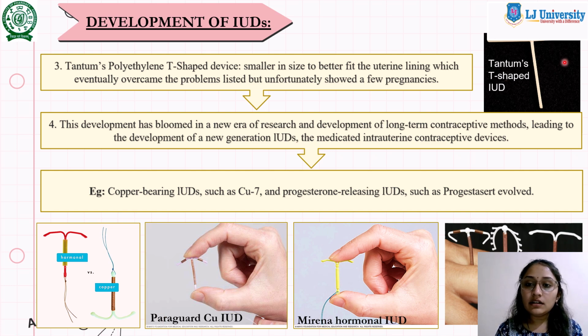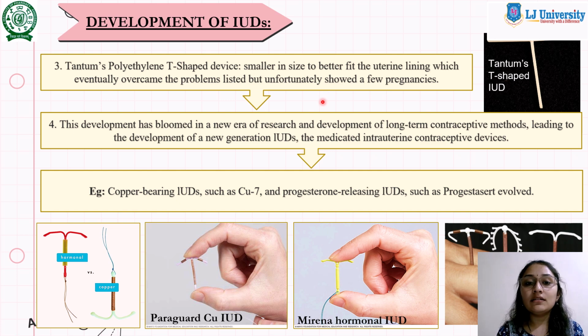So here is the picture. It is not visible here properly, but it is a T-shaped intrauterine device which was named Tantum's T-shaped device because a scientist named Tantum discovered the structure of the device, right? So this T-shaped device easily fitted into the uterine cavity, and its size also matched the size of the uterine cavity. That's why the convulsions as well as heavy bleeding were not possible in this type of third generation IUD, and thus it was used.